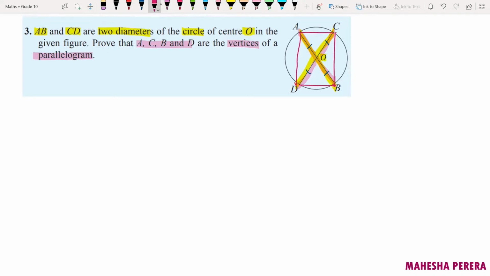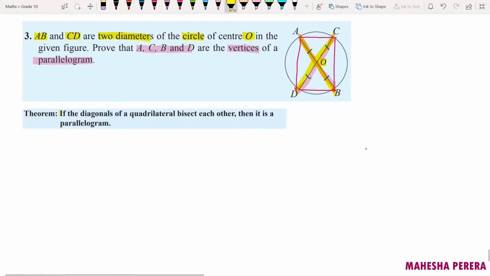Right. Now, can you see in this quadrilateral, these diameters look like the diagonals, right? So you can use this theorem. What's the theorem? If the diagonals of a quadrilateral bisect each other, obviously you can see that these diagonals bisect each other. All these sides are equal. Then it is a parallelogram, right? So we can use this theorem to prove this.